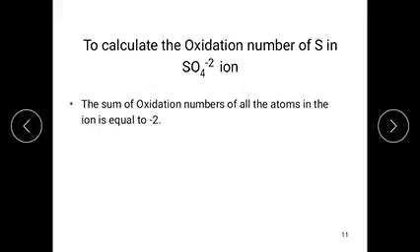Then the next one is to calculate the oxidation number of sulfur in the sulfate ion. Let us assume S equals x. Sulfur is taken as x, where 4 oxygens are there. The 4 oxygens are normal oxygen, so we take minus 2 as the oxidation state. Its charge is minus 2. Then the sum of the oxidation numbers of all the atoms in the ion is equal to minus 2.